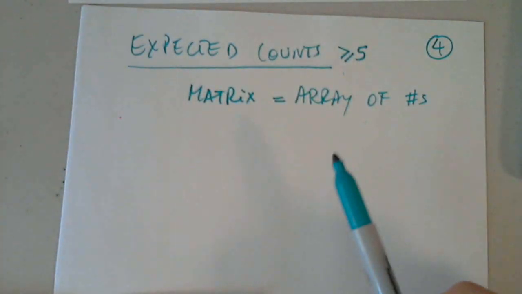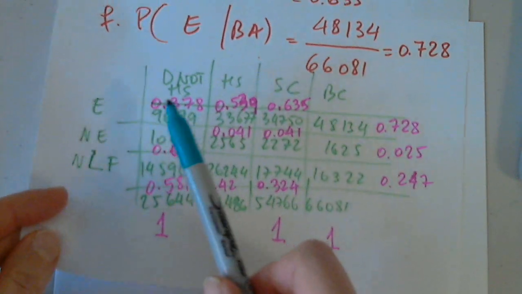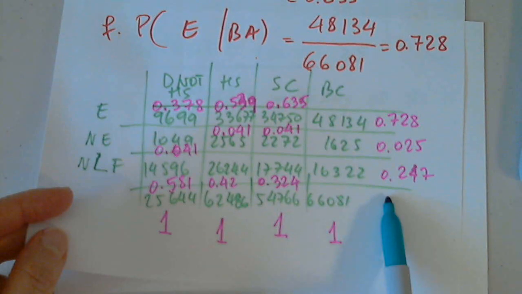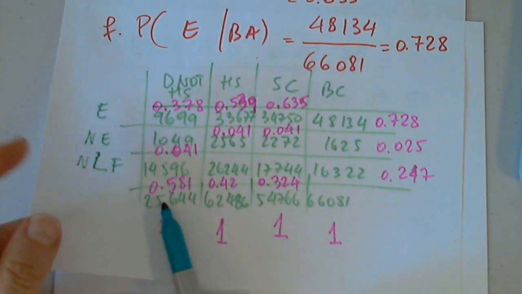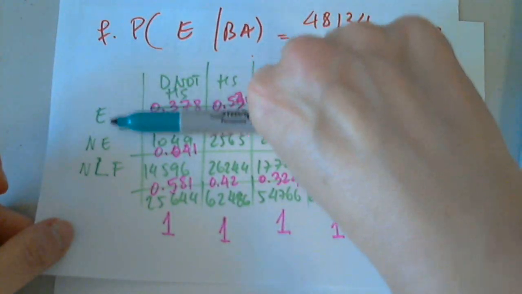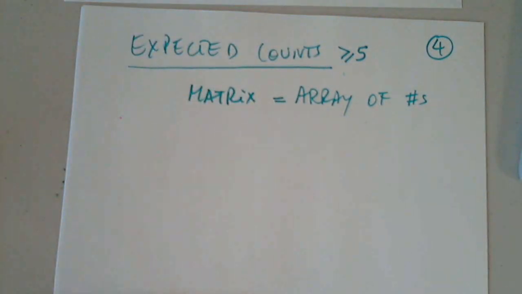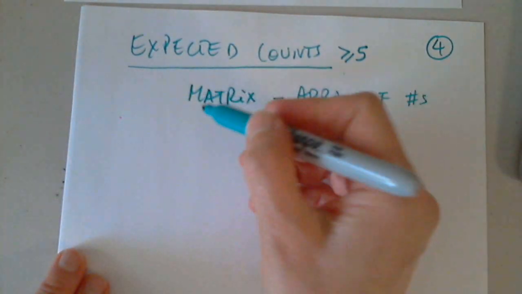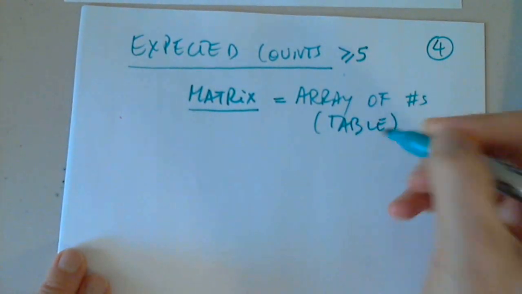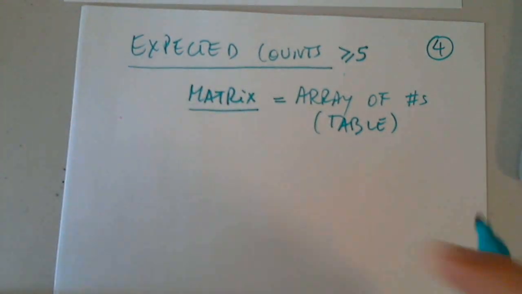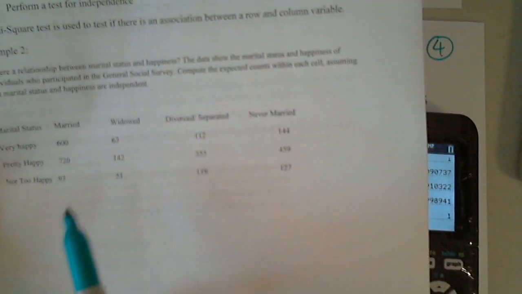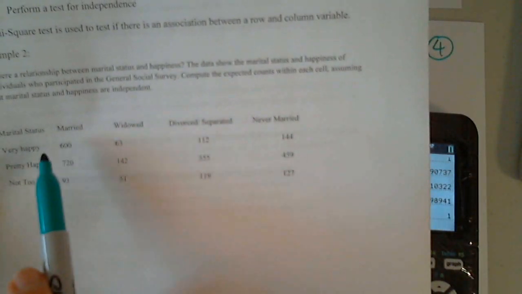Why haven't we used a matrix before? Because we've never looked at a table before. In our tests of hypothesis, we never had a table. But in this specific situation, when we are trying to see if the column variable and the row variable are dependent or independent, we have to use a table. And the matrix is an array of numbers, or a table of numbers. Where will I find a table of numbers in the graphing calculator? I will enter this table in a minute.